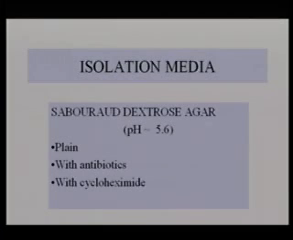Then we also put antibiotics in some, and some with cycloheximide. Cycloheximide is an antimycotic agent that hinders the growth of certain fungi, a few pathogenic fungi. That's why we'll usually use more than one medium, so that we'll get it on this plain agar, and then antibiotics to inhibit bacterial growth.